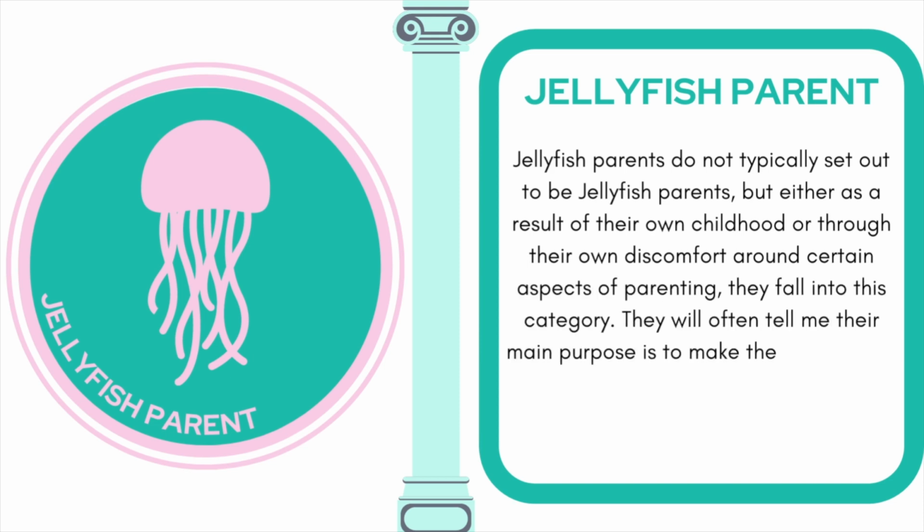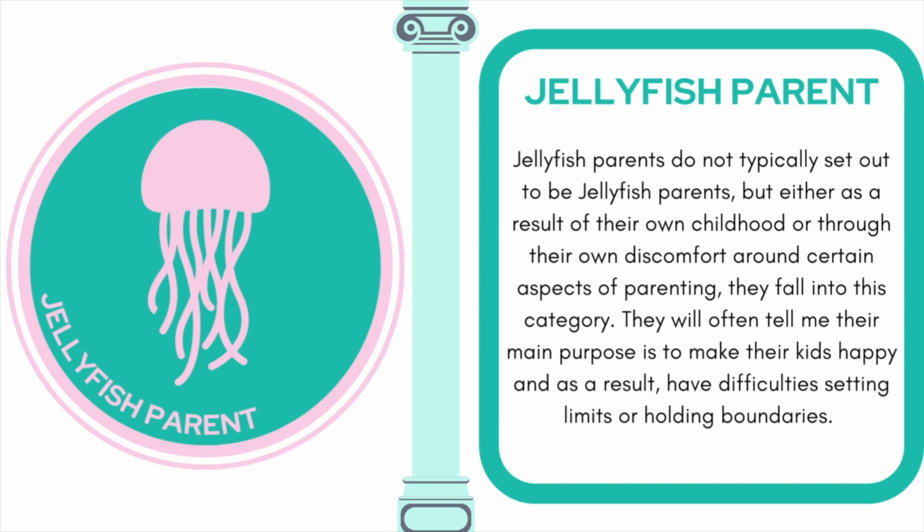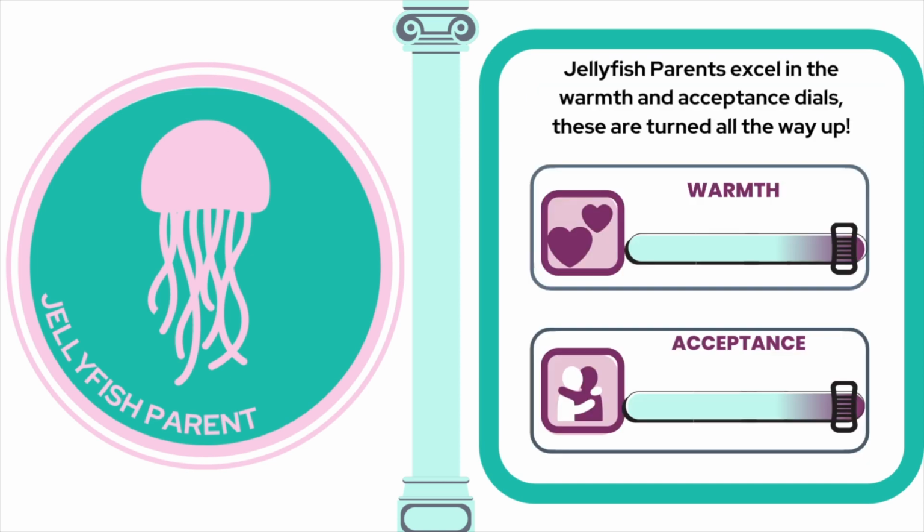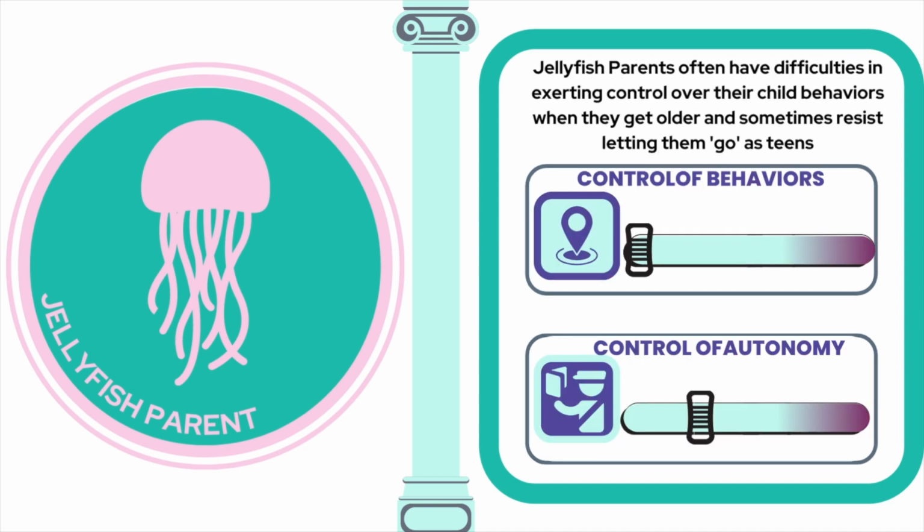The jellyfish parent is in some ways the exact opposite of the tiger parent. They are go with the flow type parents. They are very loving, very warm, accepting type of people. They excel in the warm, loving, feelingsy part of parenting, but have a hard time setting limits, boundaries, and consequences. So control of behaviors is all the way down. And control of autonomy varies from family to family.